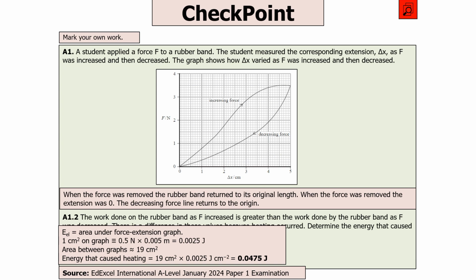Now if you measure it quickly by doing some counting of squares, you'll see that the area between the two lines, the increase in force line and the decrease in force line, and the area enclosed in that is the energy lost due to hysteresis, is going to be about 19 centimeters squared. So you do 19 centimeters squared times by 0.025, so you get 0.0475 joules.